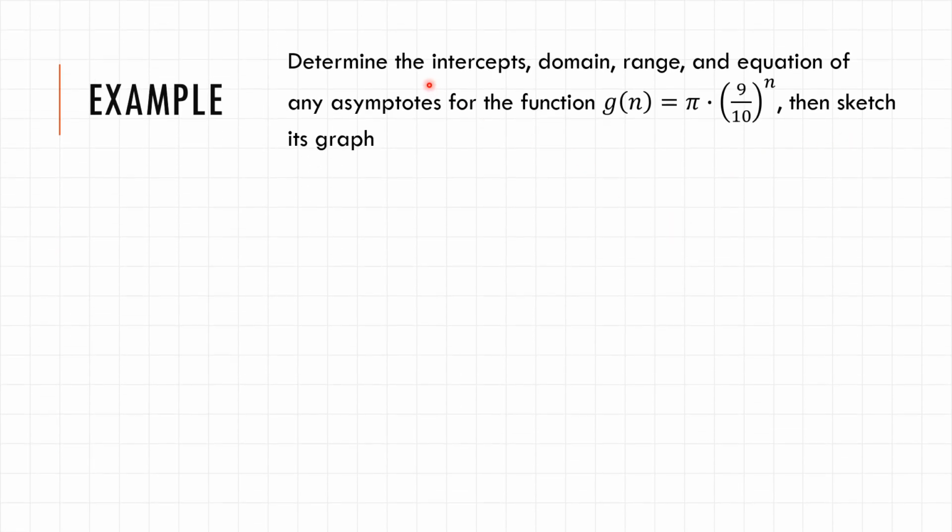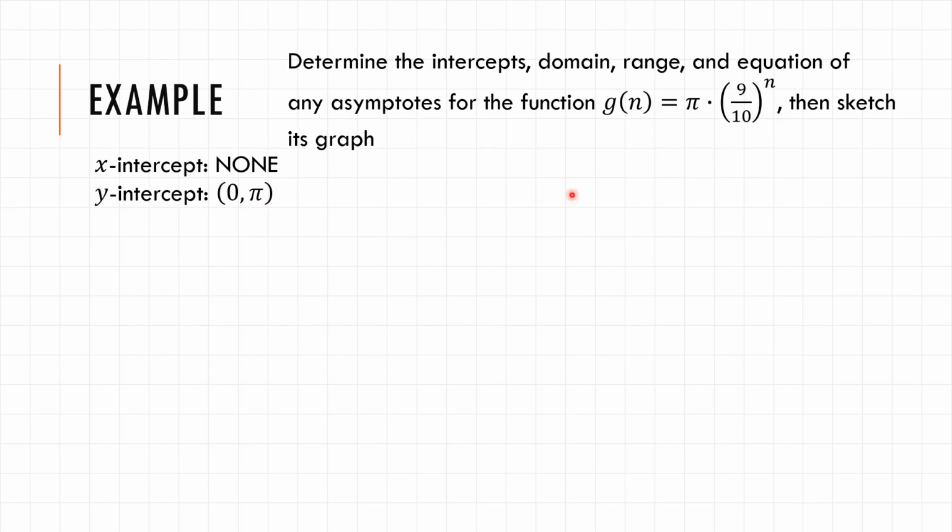In this example, we're going to determine the intercepts, domain, range, and the equation of any asymptotes that appear for this function right here. And this is an exponential function because the independent variable n is in the exponent. Once we're done that, we're going to sketch out a graph very roughly. So any exponential function has no x-intercept, and the y-intercept is always 0, comma, the a value, which in this case is not a rational number, it's pi. And that's okay, pi is still a number, so I'm just going to label the y-intercept as 0, pi.